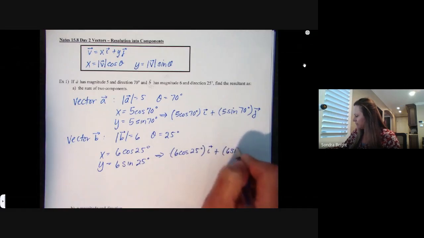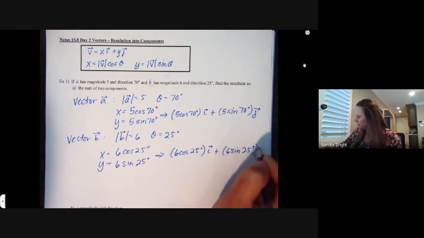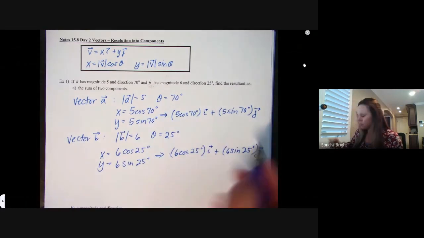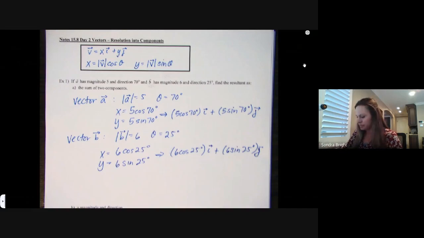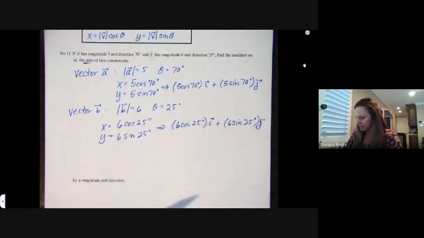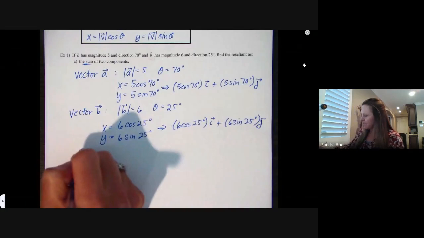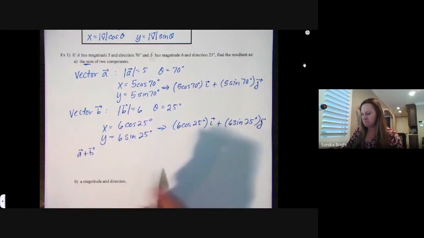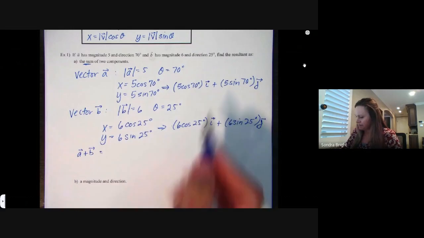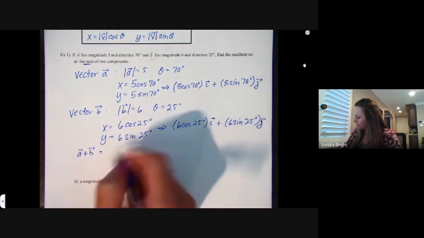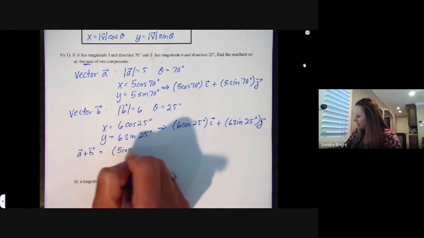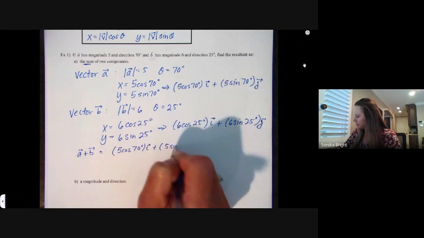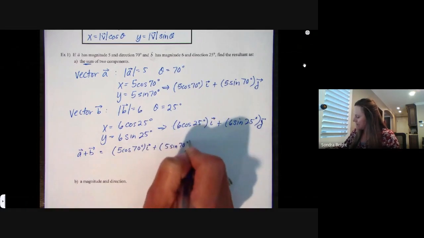We will end up rounding, but the more you round in the middle, the more off your answers will be. This is a j, it's a weird funky j. All right, so now we want the sum of these two vectors. So when I go A plus B, that means I'm going to be taking this guy plus this guy, right? So I've got 5 times cosine of 70 degrees times vector i plus 5 times sine of 70 degrees times vector j. That's A. And then I'm going to add to it vector B.